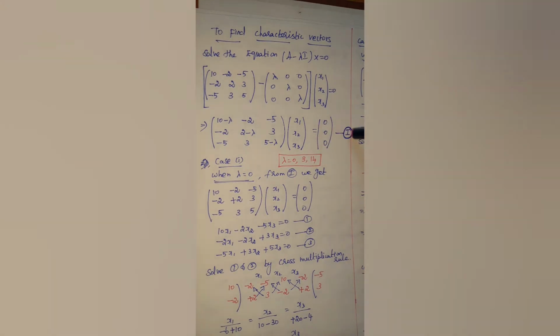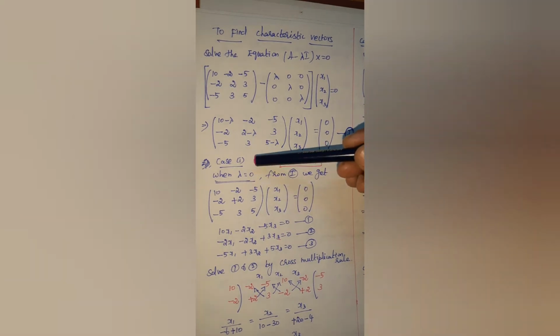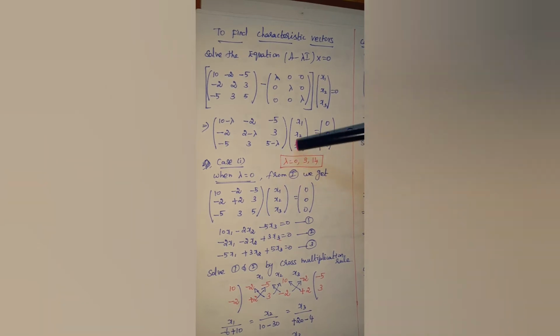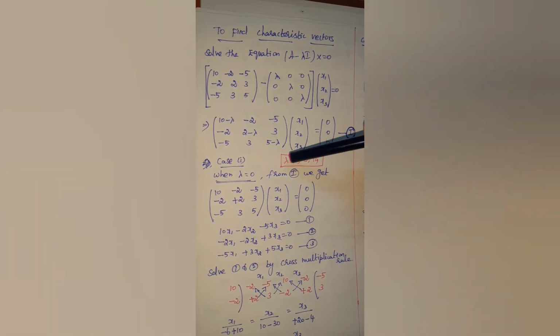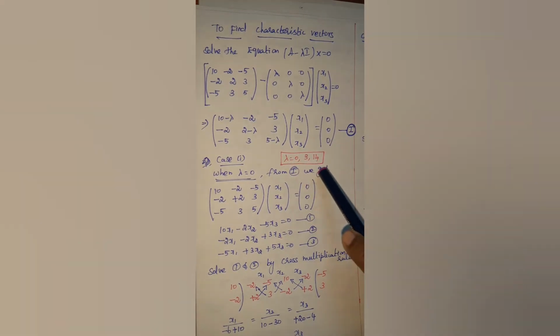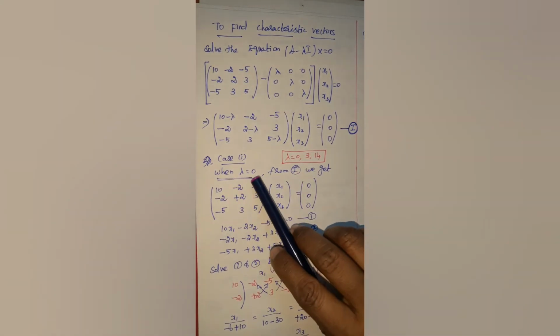Now I take it as equation 1. Here we have 3 cases for finding the characteristic vectors. As I told already, for each and every characteristic value we have one characteristic vector. So I write the characteristic values here: lambda is equal to 0, 3, 14, right? Now first case, when lambda is equal to 0.